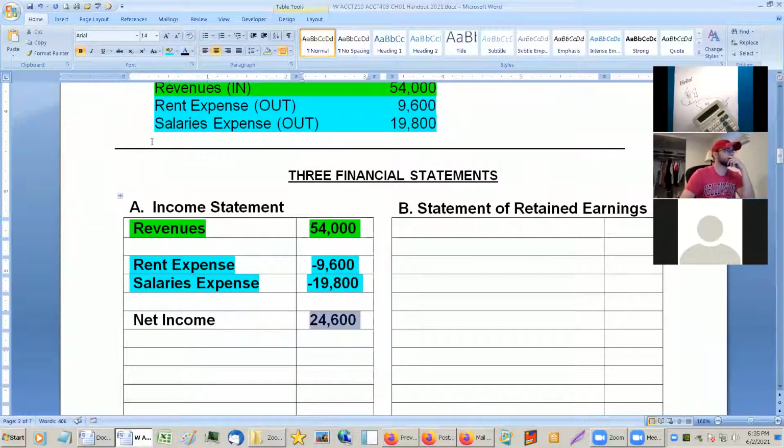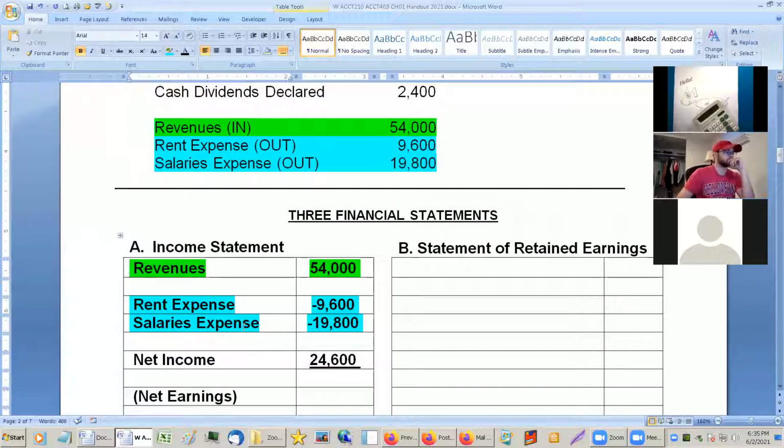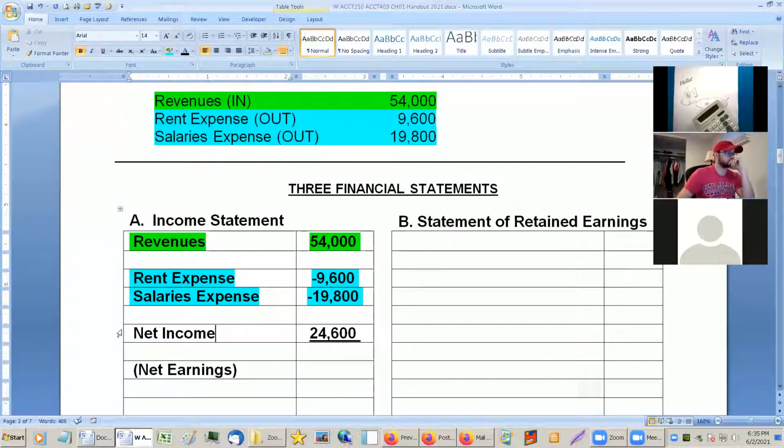So this is the amount of money that was made for the period. By the way, net income is sometimes called net earnings or earnings. The same thing. You'll actually see a lot more companies call it earnings than income. So net earnings and net income are the same thing. This is how much profit they made, and obviously you want it to be positive, and the bigger this number is, the better.